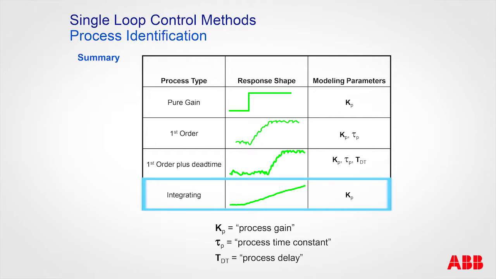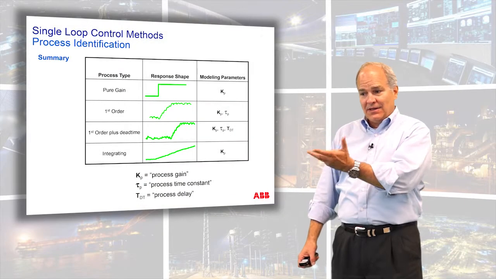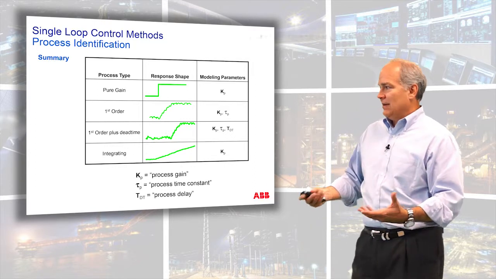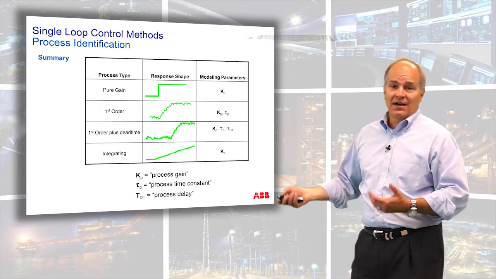And this is where identification can get kind of confusing. A lot of places they'll use the same nomenclature, K sub P. P is process, K is gain. Well, are they the same? How do you deal with that? And the answer is they're not all the same.